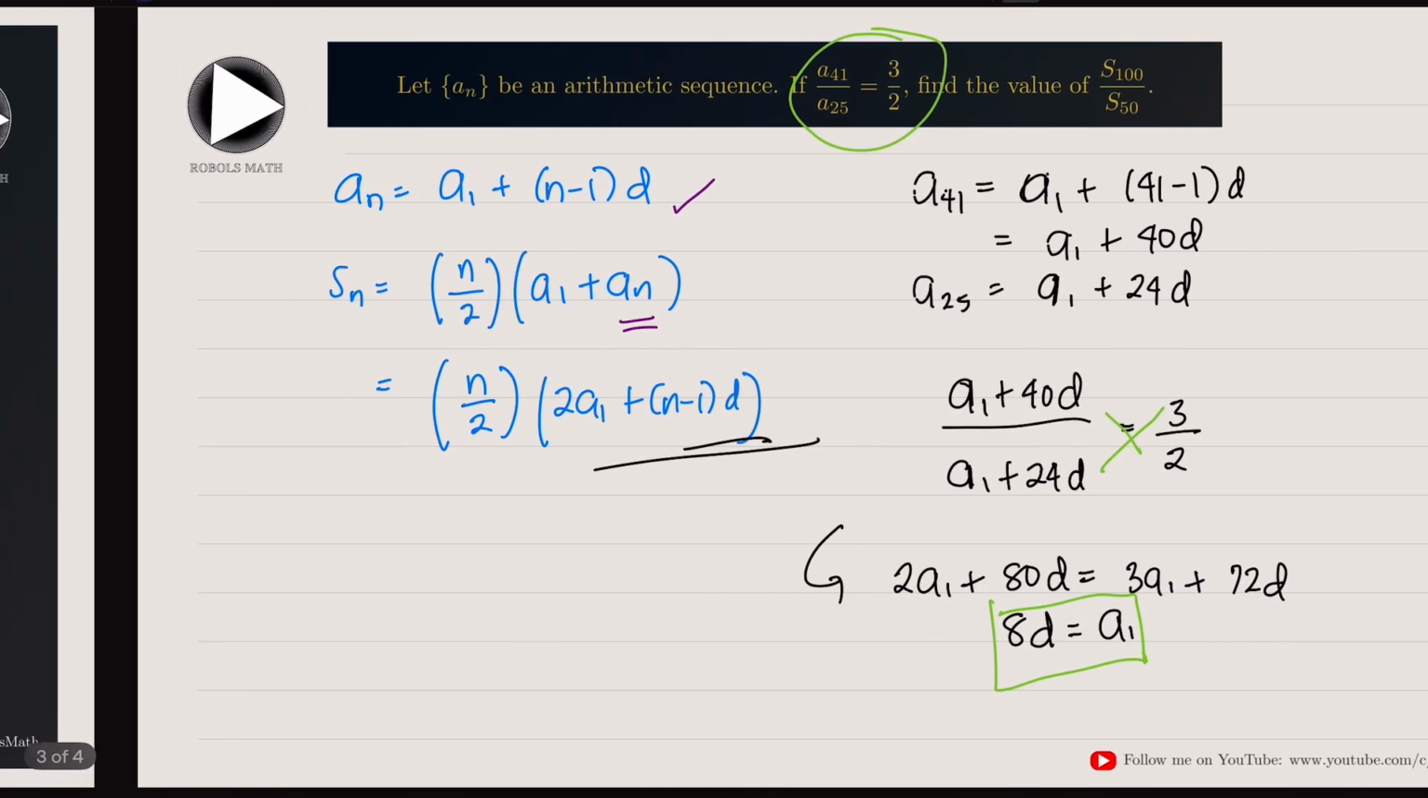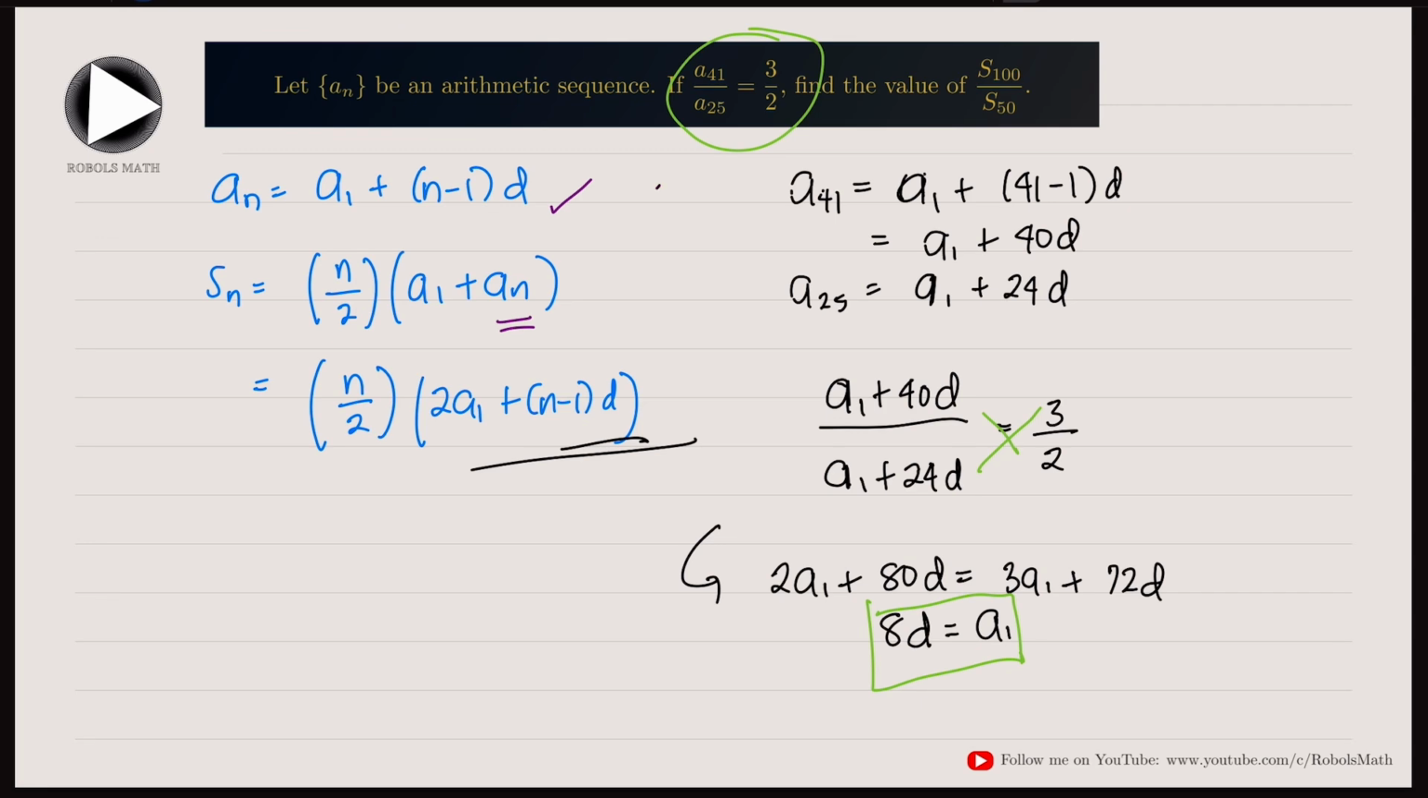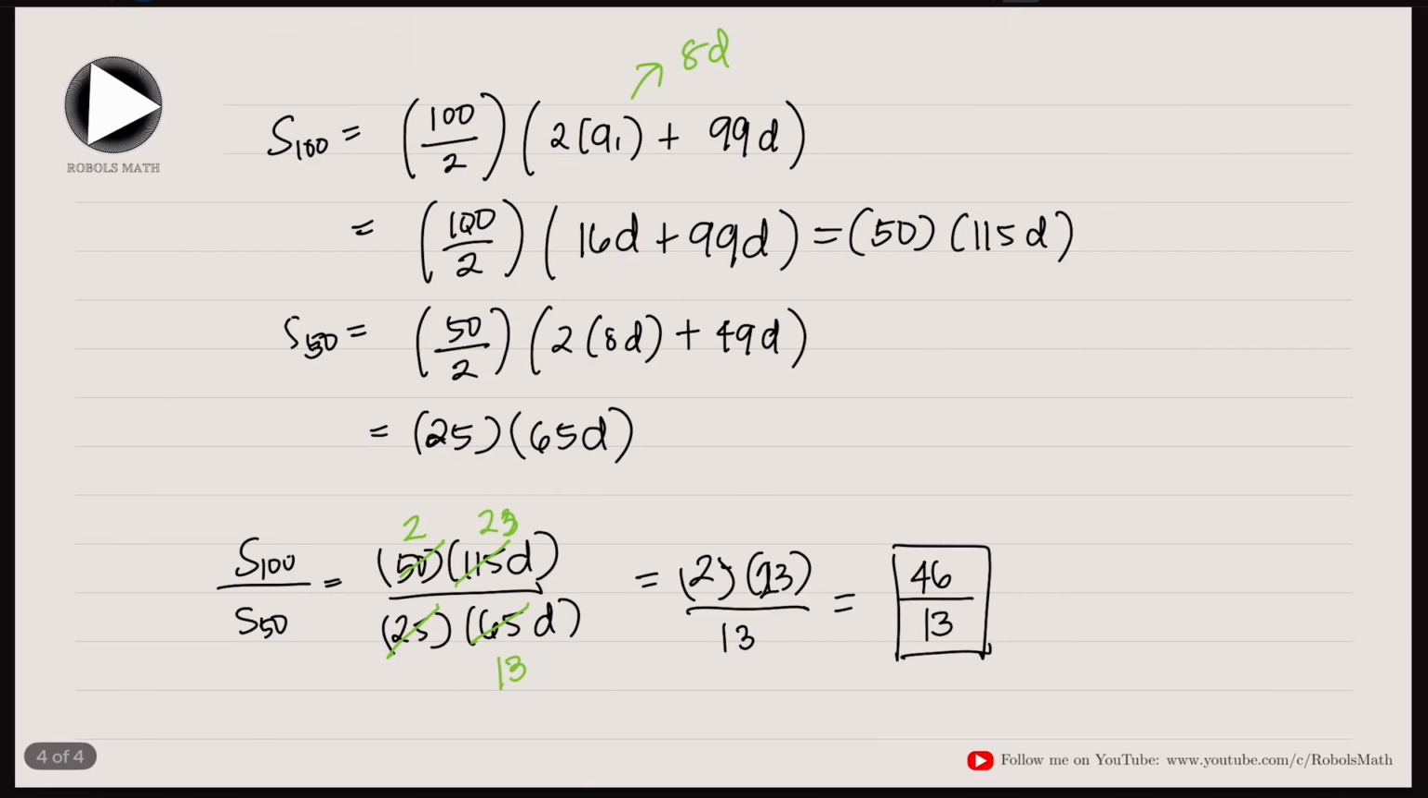So again, we use these two formulas, try to simplify, and then eventually we end up with 46 over 13 as our final answer.